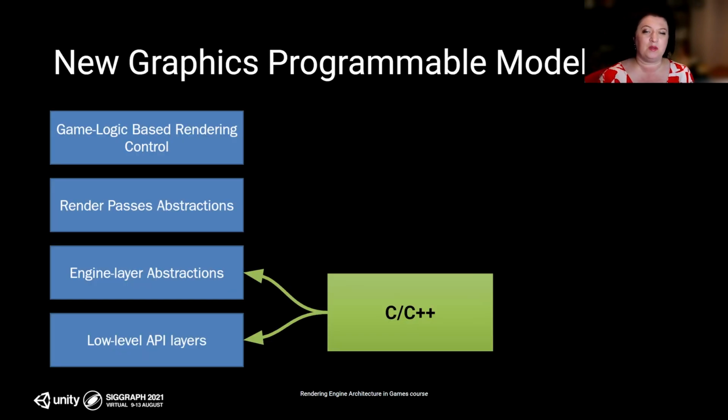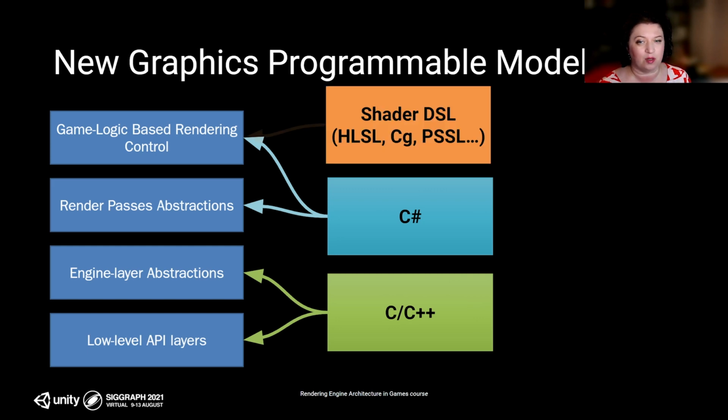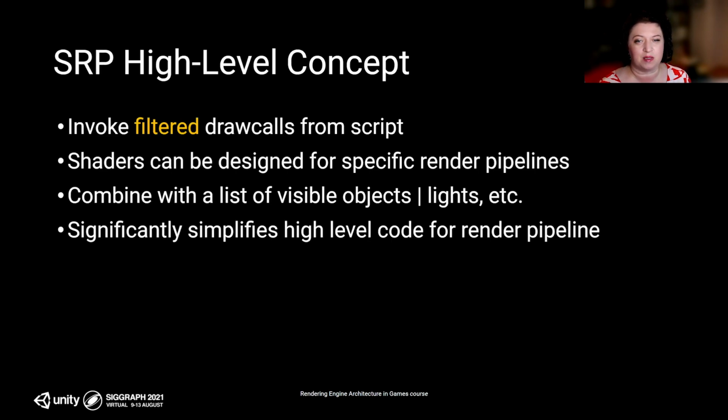With SRP, the low-level engine still stays in C++ land as before. This is our high-throughput, performance-critical layer. But we've moved some of the functionality for controlling render passes and game-based rendering into C#. Of course, the shader programming is still present, but shaders mostly need to agree just with the C# layers, with the exception of high-throughput instance data, which is still provided by C++ for performance reasons.